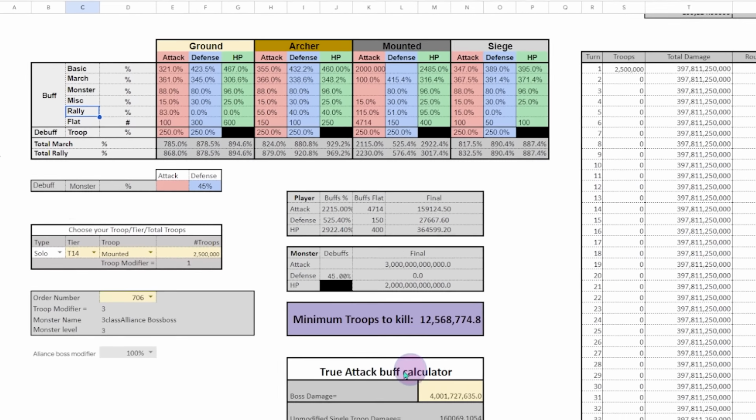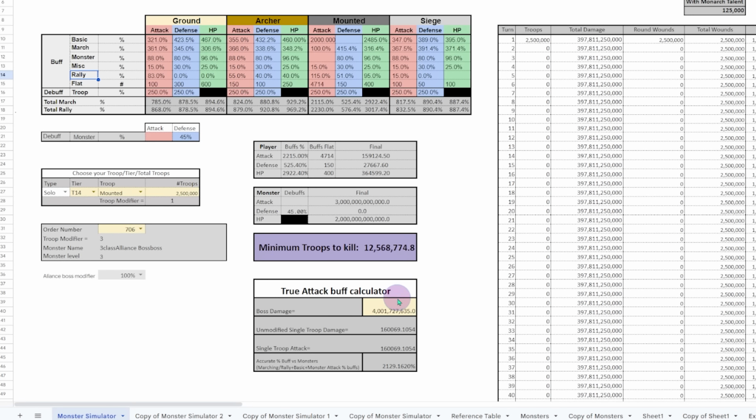However, I made this true attack buff calculator. Now, this was possible because with an Alliance boss, it tells you how much damage you're doing. And it's only going to be one attack because it will take you out in one attack. So what you do is you put the boss damage right here. You put the number of troops that you sent. And you need to put the flat attack buff that you used.